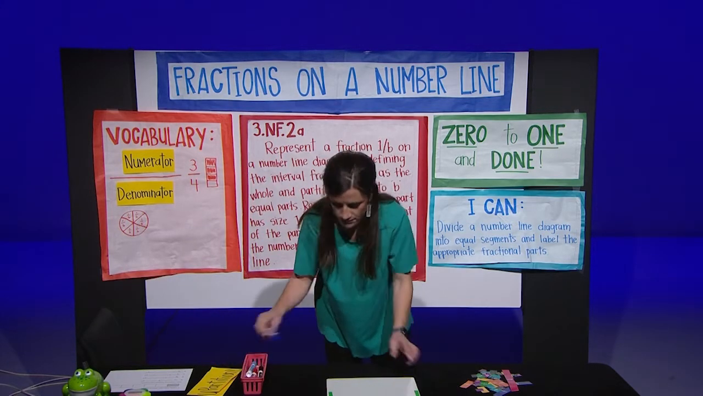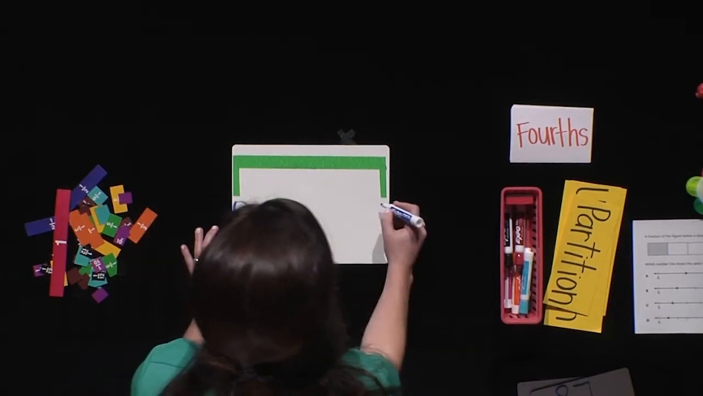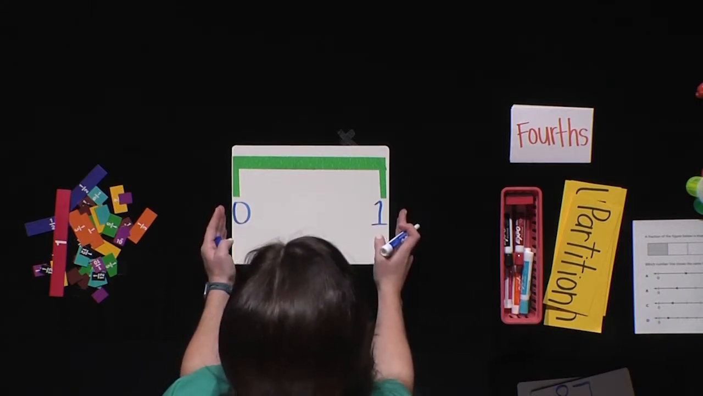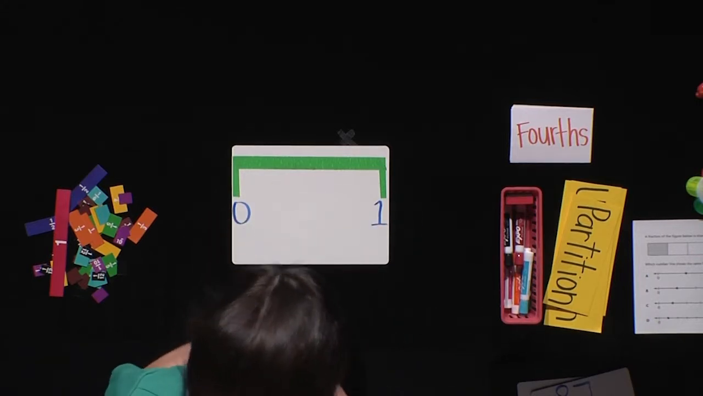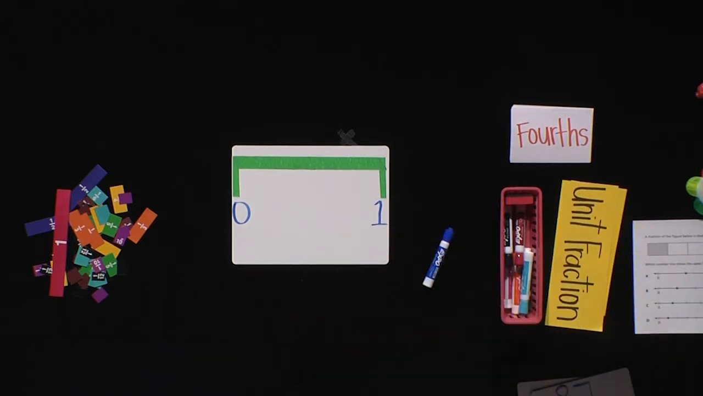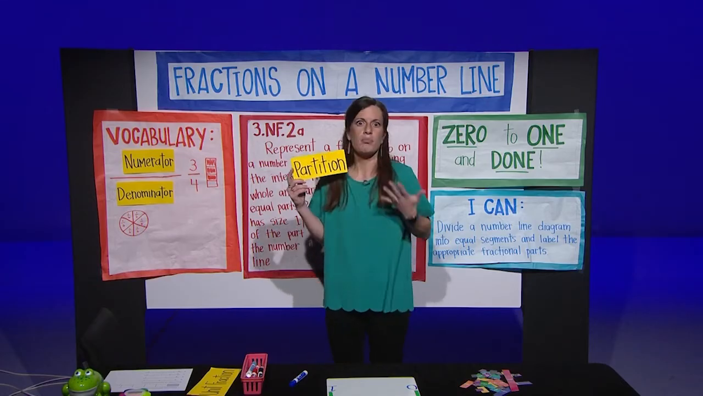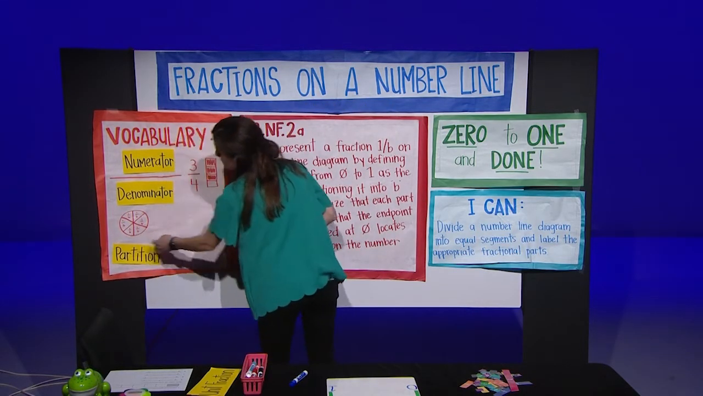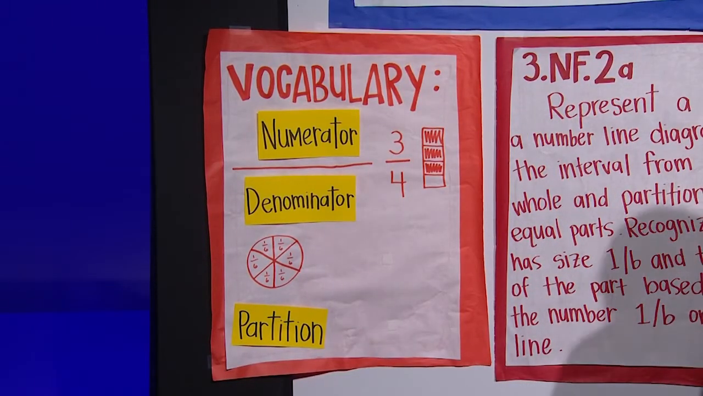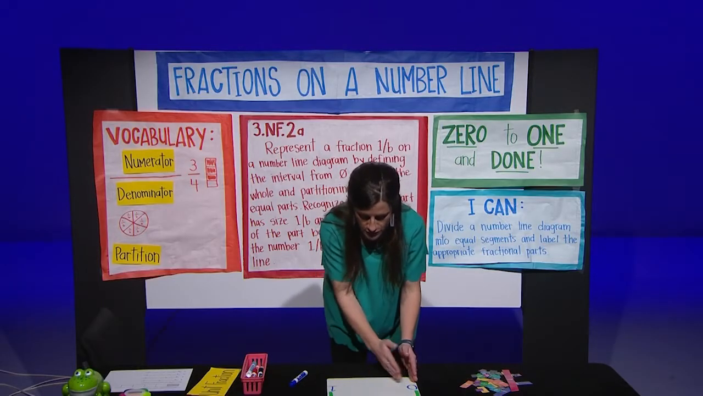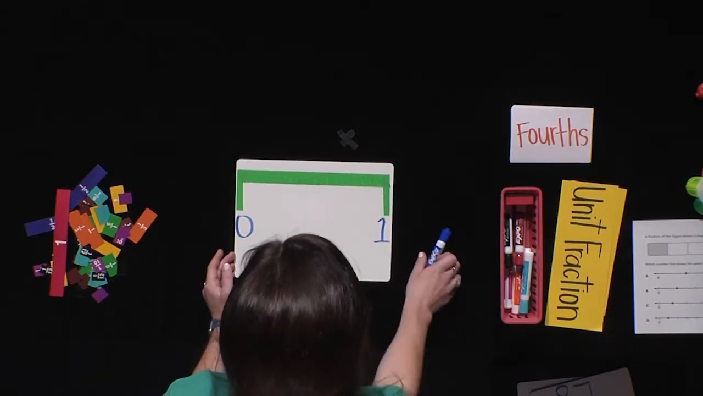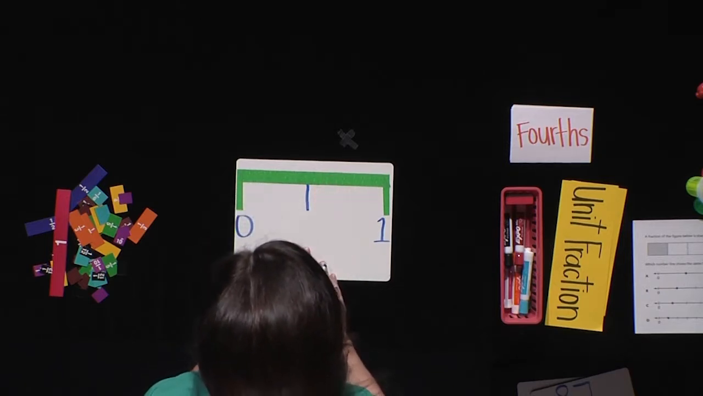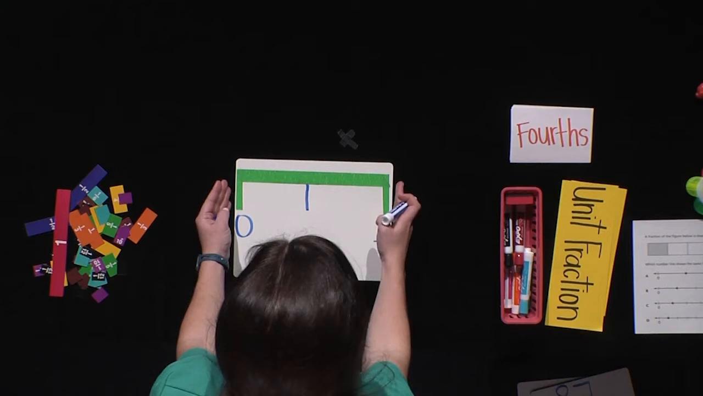If our number line starts at 0 and ends at 1, we would need to figure out how many parts to partition it into. Let's go back to our word wall. The word partition means to break apart. So to partition a number line, we'll need to go back to our board on the table and break our whole from 0 to 1 into parts. For instance, if I draw a line right here in the middle, I now have 2 parts on my number line.